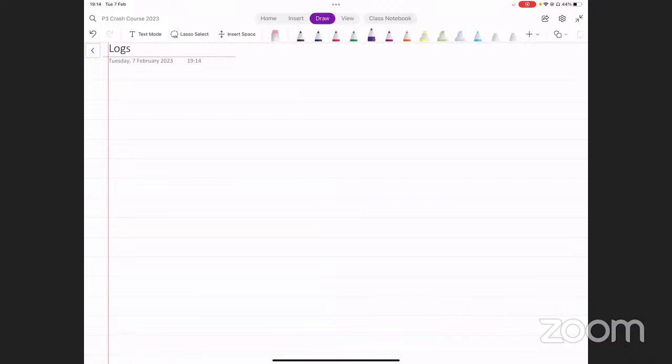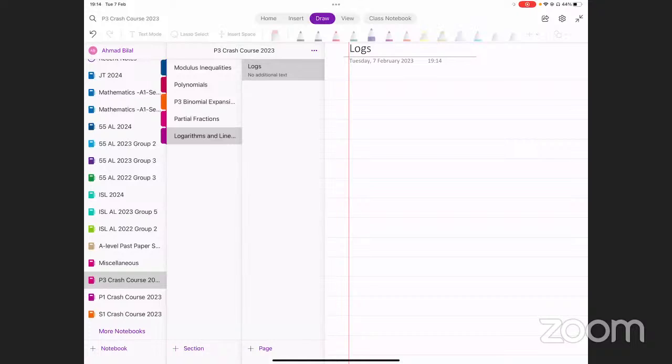All right, so today we are going to start our next topic, which is logarithms. Okay, this is the next thing that we have to do. We have covered four topics by now, which are all classified as algebra in your A-level math syllabus: modulus inequalities, polynomials, binomial expansion, and partial fractions. These are the topics that we have done until now.